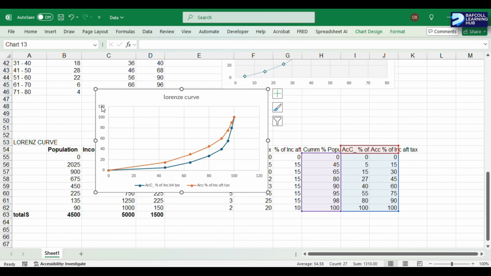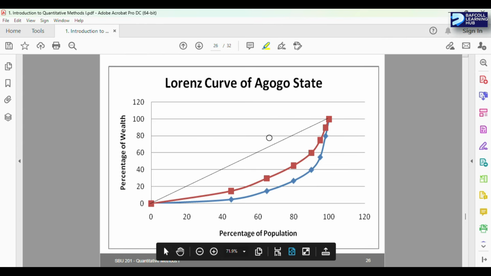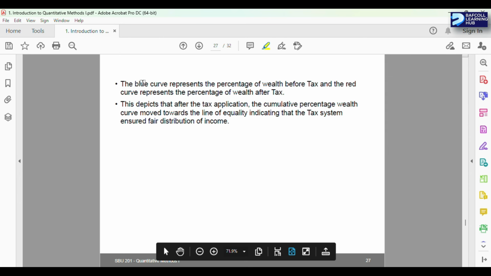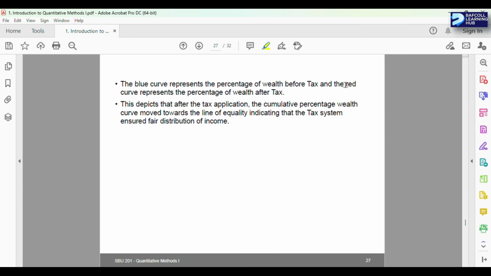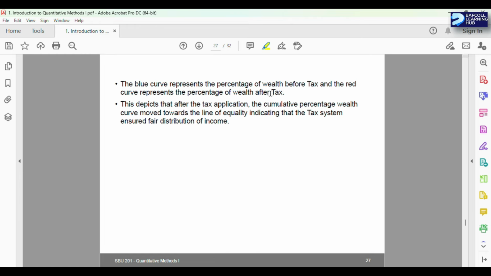All right, so we have the population over here on the vertical axis, then on the horizontal axis we have the income before tax and the income after tax. Now this orange bar over here shows us the cumulative percentage of income after tax, and this one shows the cumulative percentage of income before tax. Okay, so if you look at our diagram over here, this is the exact diagram that we have in Excel. Now when we come here, you can see that the blue represents the percentage of wealth before tax, and the red represents the percentage of wealth after tax.